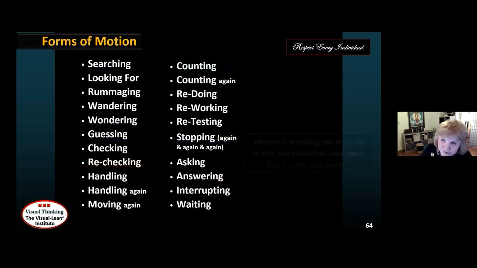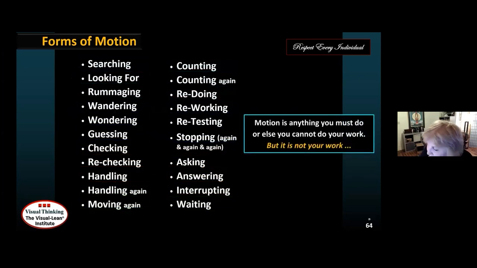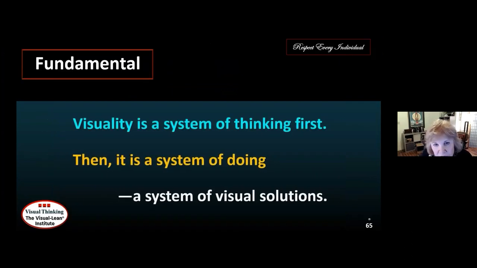There's our motion list. Anything I have to do that's not my work. And of course, we have to name what is your work. A system of thinking first.